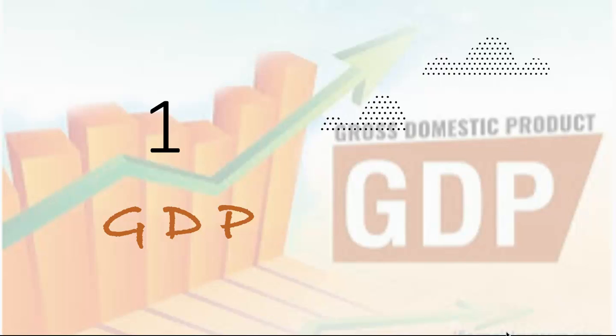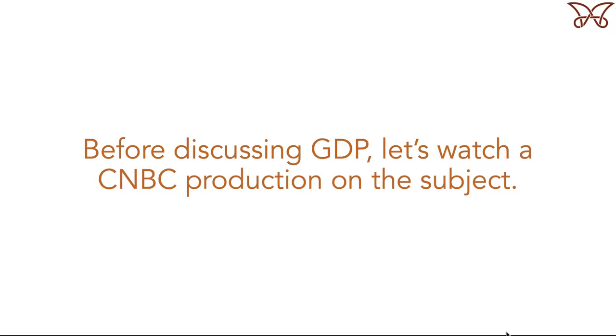First, GDP, or the gross domestic product of a country. Gross domestic product is a monetary measure of the market value of all the final goods and services produced in a specific time period by countries. Let's get started with a short video courtesy of CNBC.